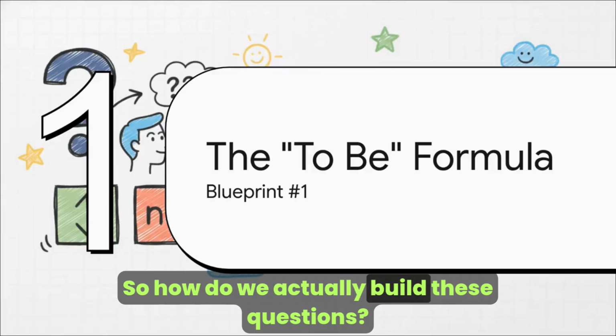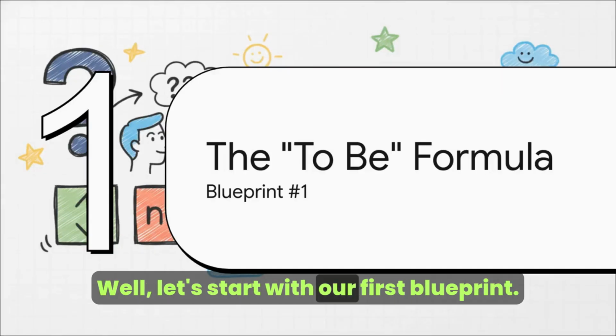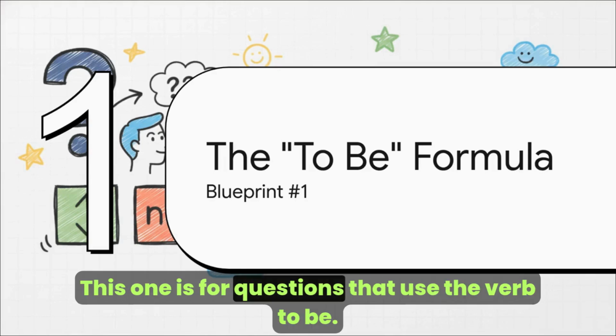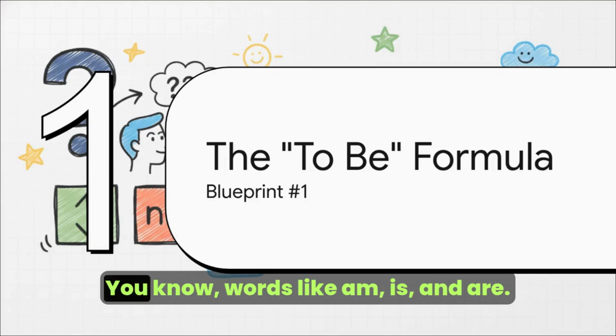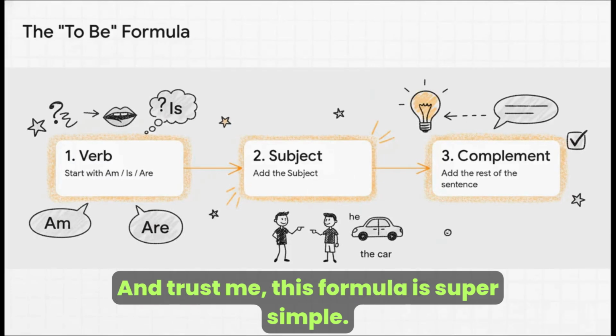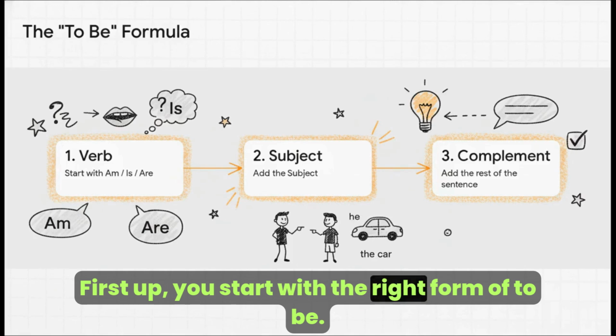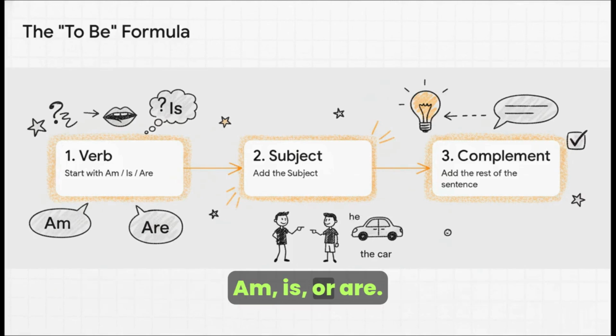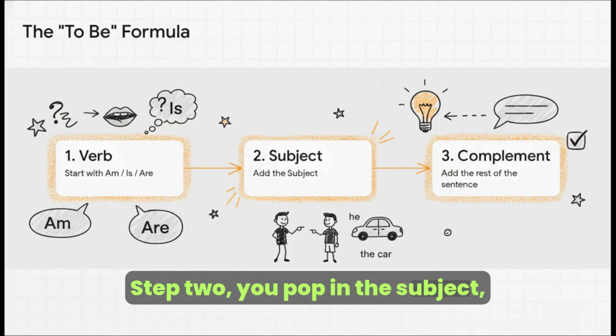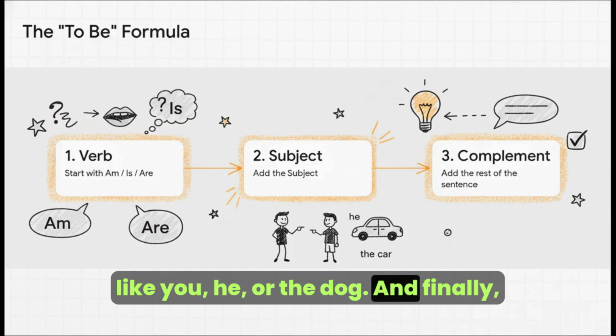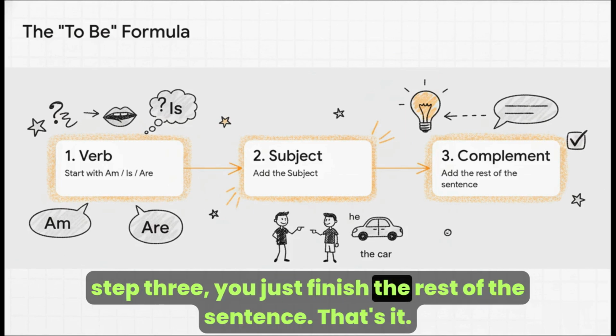So how do we actually build these questions? Well, let's start with our first blueprint. This one is for questions that use the verb to be. Words like am, is, and are. And trust me, this formula is super simple. It's just 3 easy steps. First up, you start with the right form of to be: am, is, or are. Step 2, you pop in the subject, like you, he, or the dog. And finally, step 3, you just finish the rest of the sentence.